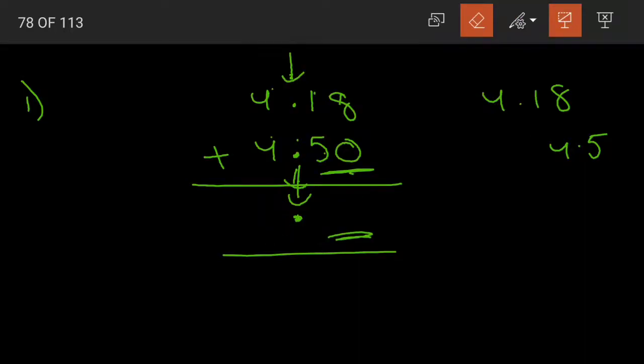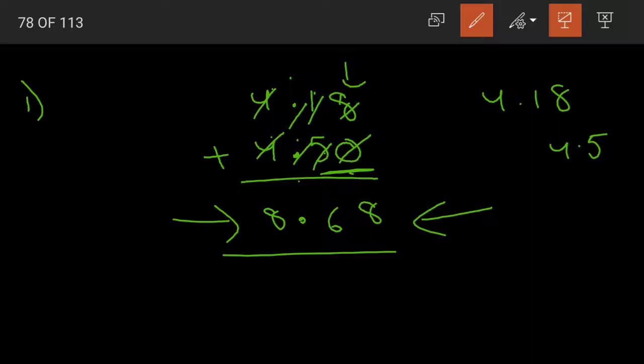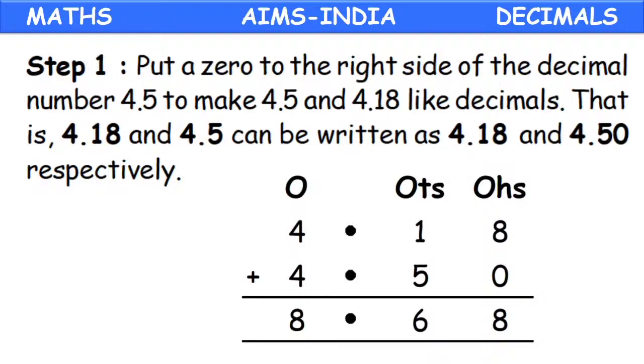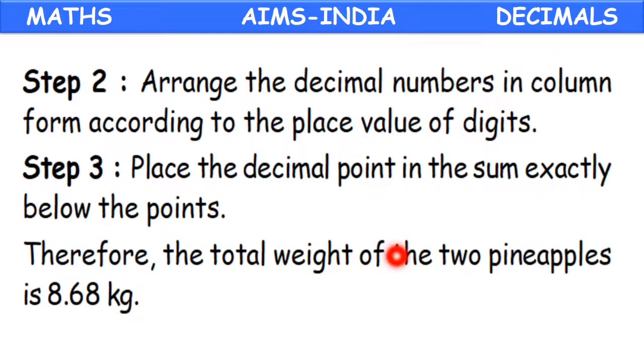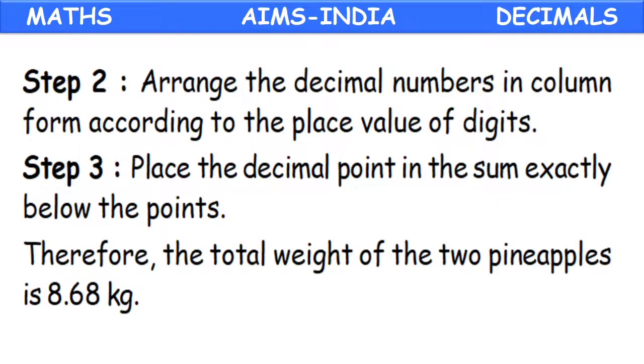Understood, children? Let us count again. What are the numbers? 4.18 plus 4.50. 8 plus 0, 8. 1 plus 5, 6. I am having the decimal point. So, decimal point, 4 plus 4, 8. 8.68 is the sum of the given two decimal numbers. Understood? So, 8.68 is our decimal number. That is, it is the total weight of the given two pineapples.